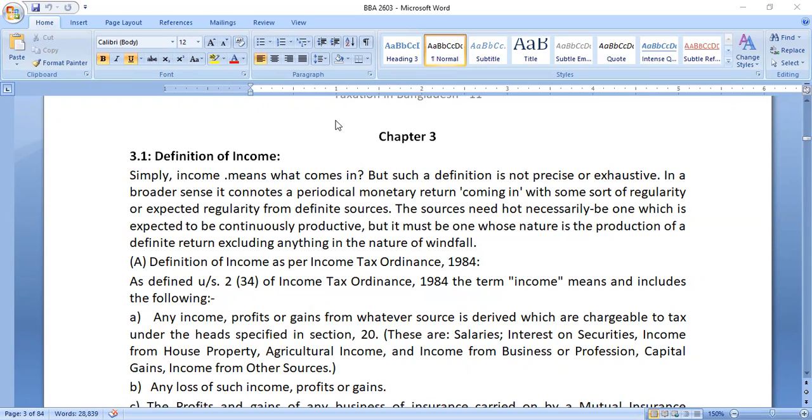Now I discuss taxation in Bangladesh, course code BBA 2603. Today I discuss what is the income of a resident in a country like Bangladesh. Why did I say in Bangladesh?